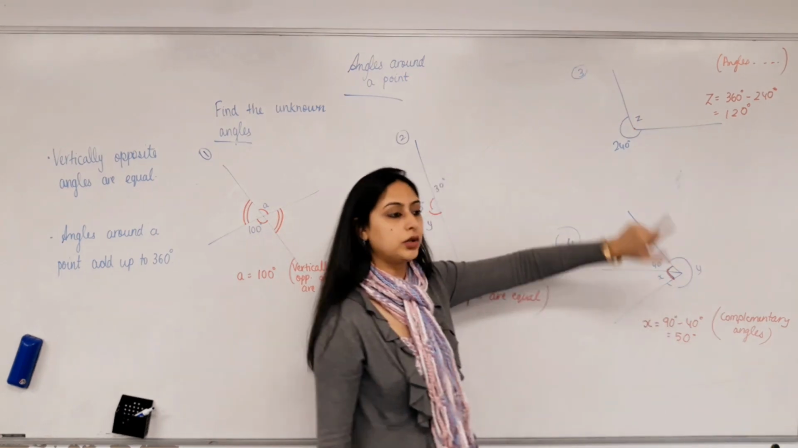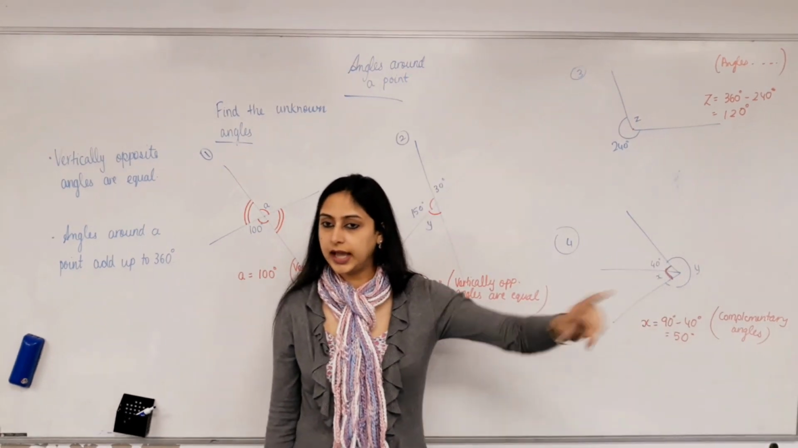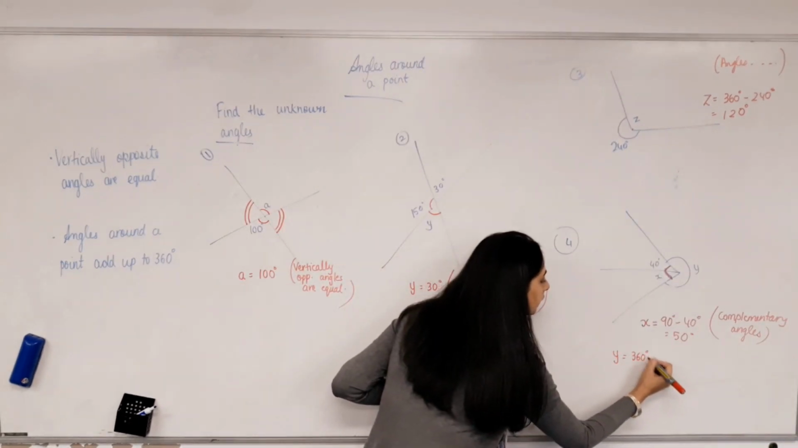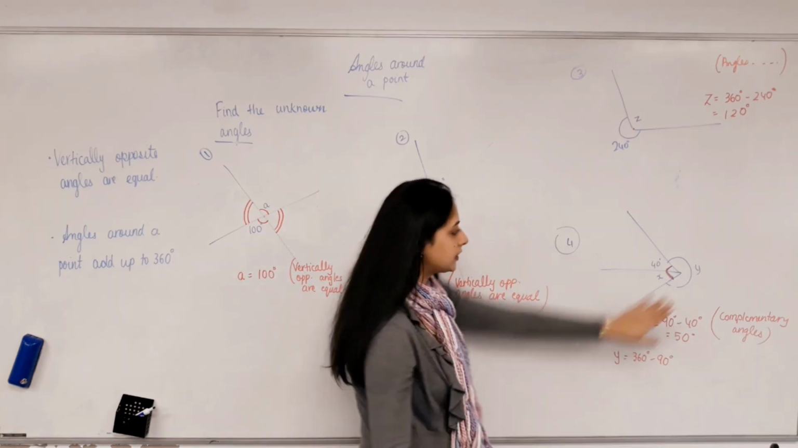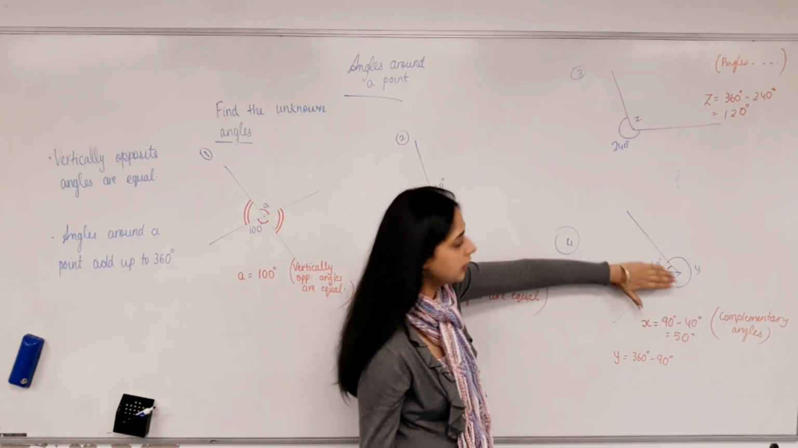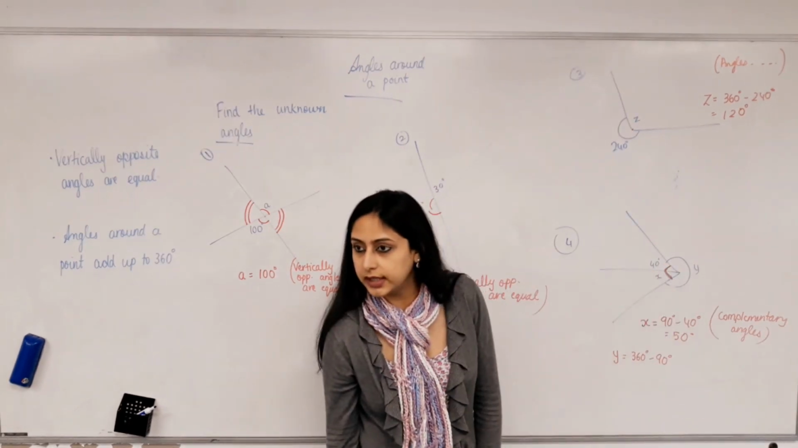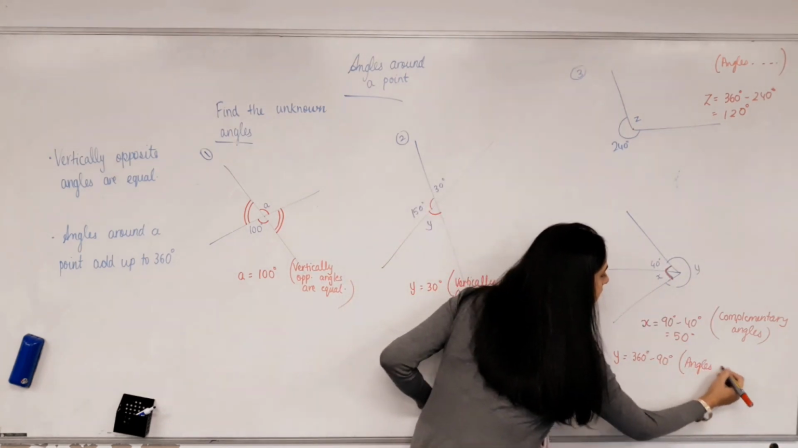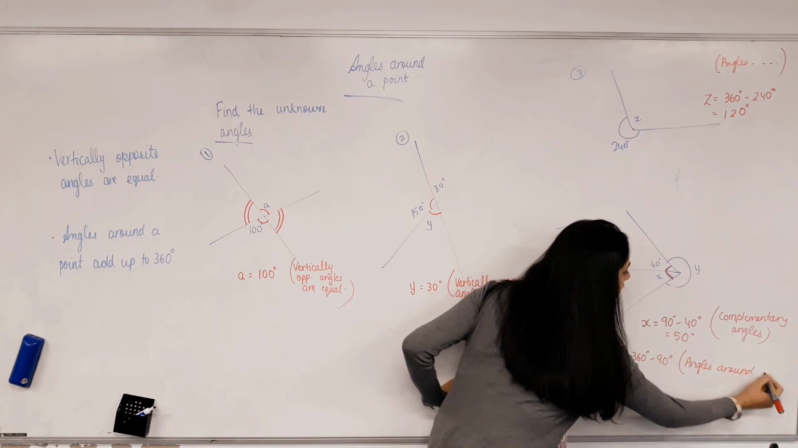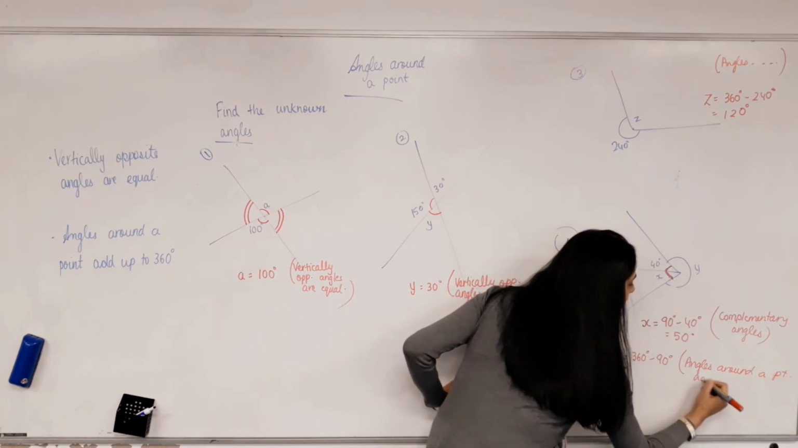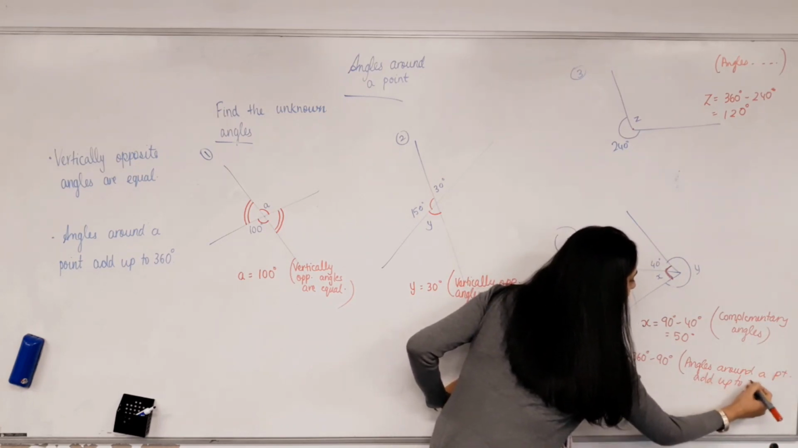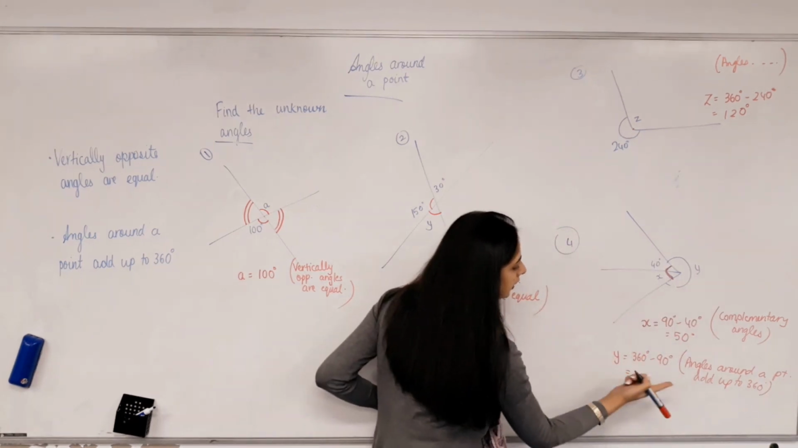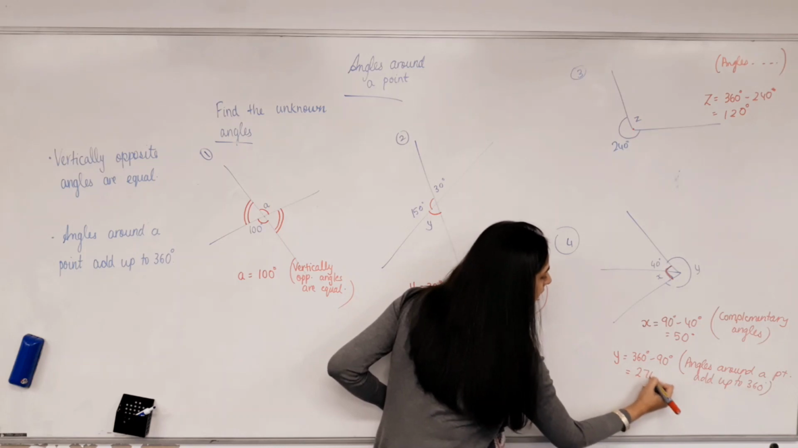Y, x and 40, don't they all add up to 360? The angles around a point? Yes. So what will y be? 360 minus, because these two add up to 90, so y would be 360 take away 90. What's the reasoning? Angles around a point add up to 360 degrees. What's the answer? 360 take away 90 is 270.